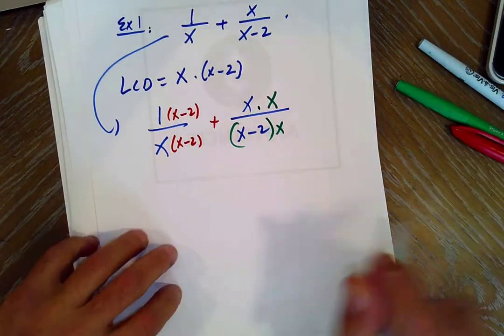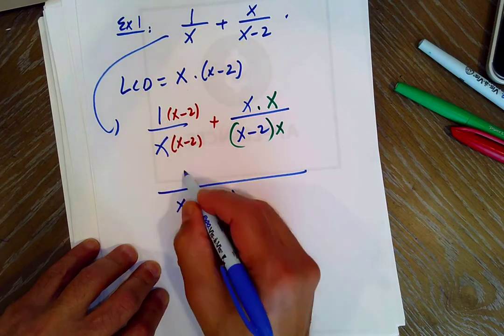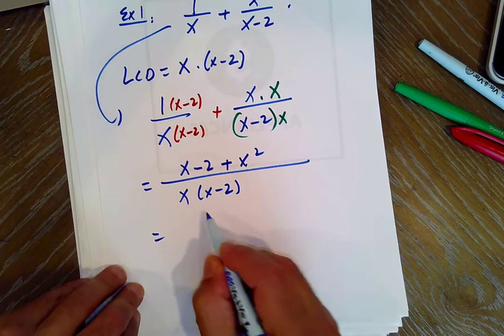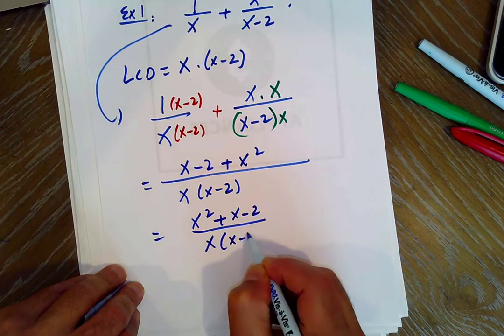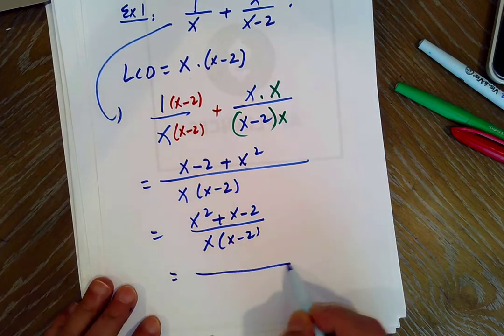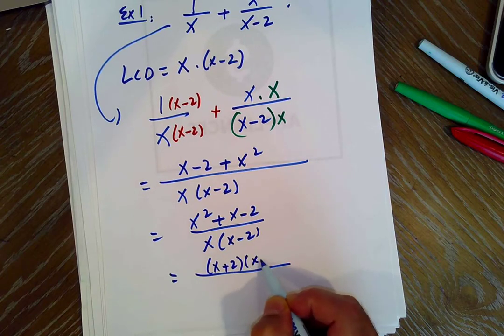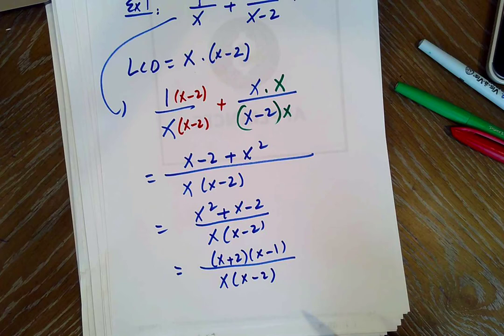Okay, so now we have the same denominator, so we make them one fraction, x minus 2 times 1 plus x squared, which is x squared. It's a trinomial. It's worth trying to factor it in case we can reduce. So product of -2, sum is 1, plus 2 minus 1. And I was hoping to reduce it, but we can't reduce anything.